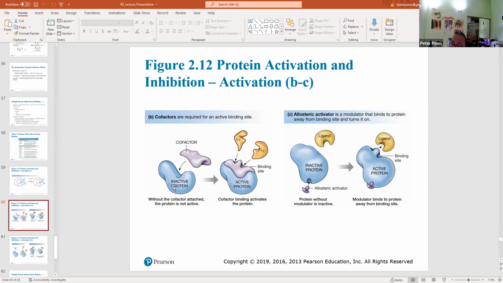Some proteins require cofactors to work. Without the cofactor, it will not work. That's where a lot of vitamins and minerals actually come into play. A lot of vitamins and minerals that you eat are actually cofactors for different enzymes in your body.